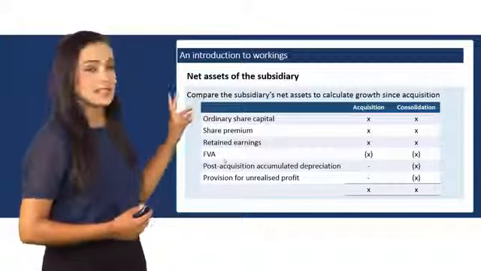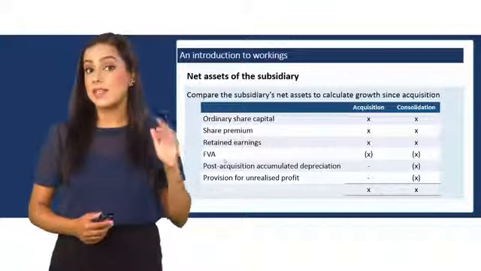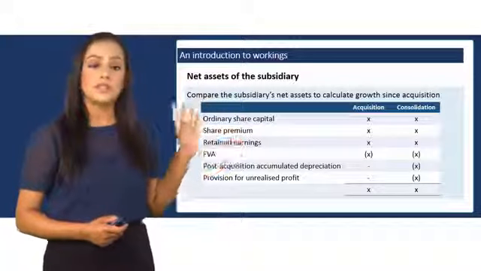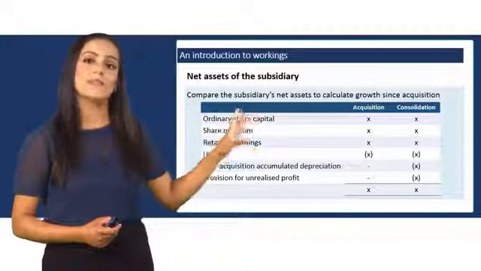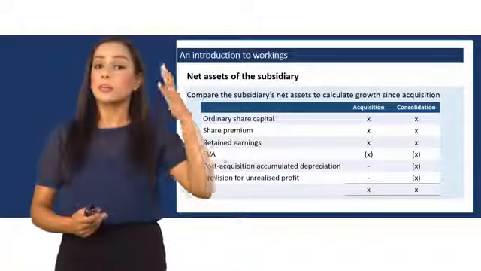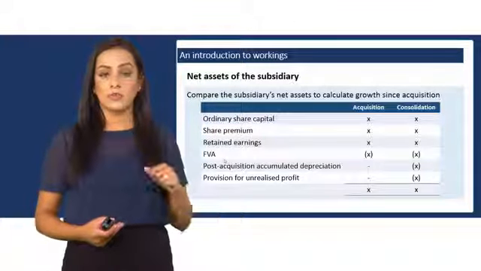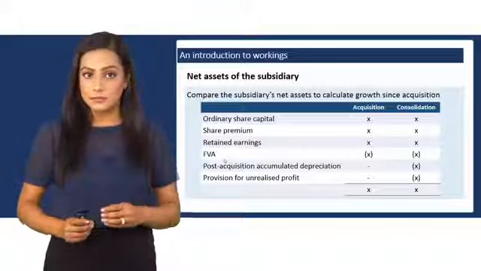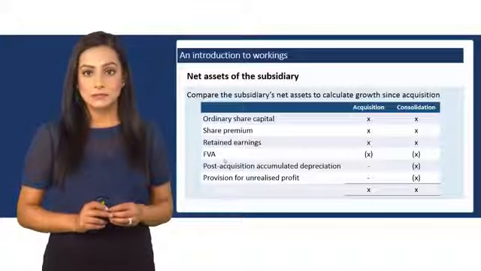Now I've put minuses there, but it could be pluses here as well. Whatever you put in the first column will be the exact same mirror in the second column. It could be plus or minus depending on the situation. And there is a separate video on fair value adjustment.